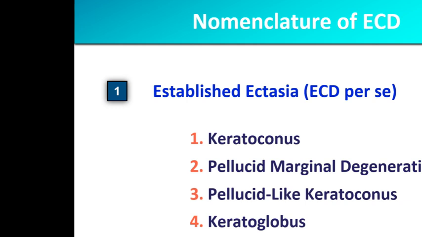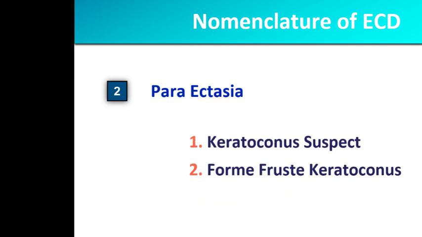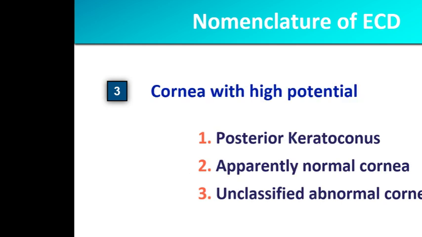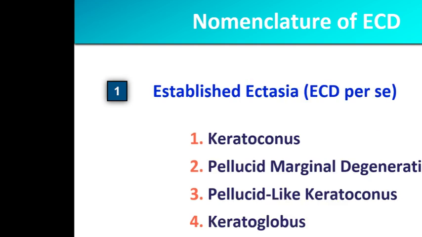When you have topography in your hand, how do you know that this is keratoconus or not, how this is pellucid marginal or not. Para-ectasia includes keratoconus suspect and forme fruste keratoconus. These 2 entities are similar, but in terms of research, we have to differentiate between both. Cornea with high potential to develop ectasia if we do corneal refractive surgery includes posterior keratoconus, apparently normal cornea, and unclassified abnormal cornea. So starting with the first one, which is established ectasia, or ectasia per se.